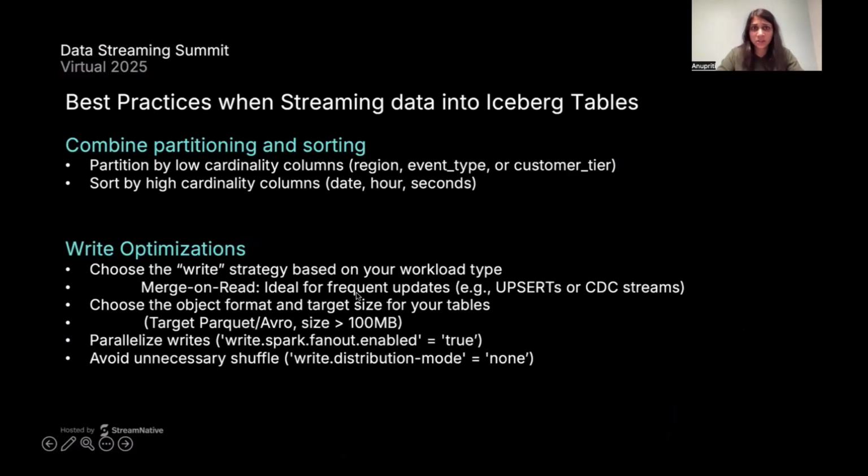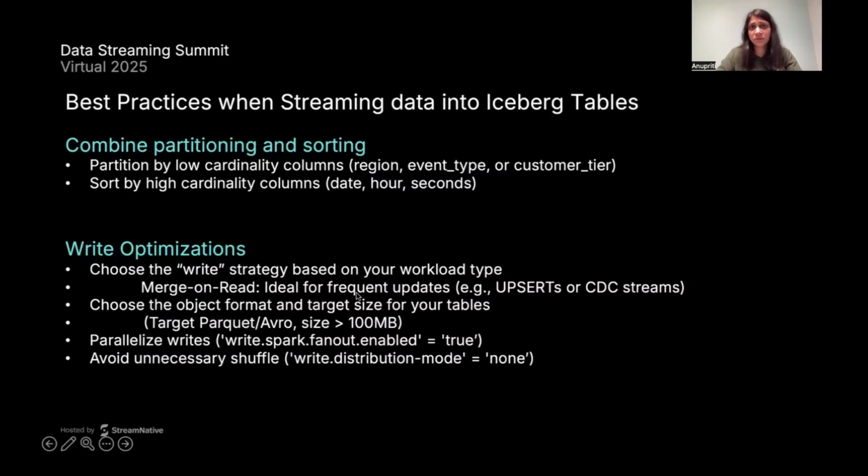concepts like partitioning and sorting. Always start with smart partitioning, by which I mean partitioning by low cardinality columns, like for example, region, event type, and then sort by high cardinality columns, like timestamp down to hour or even seconds. This helps optimize both streaming writes and downstream query performance.